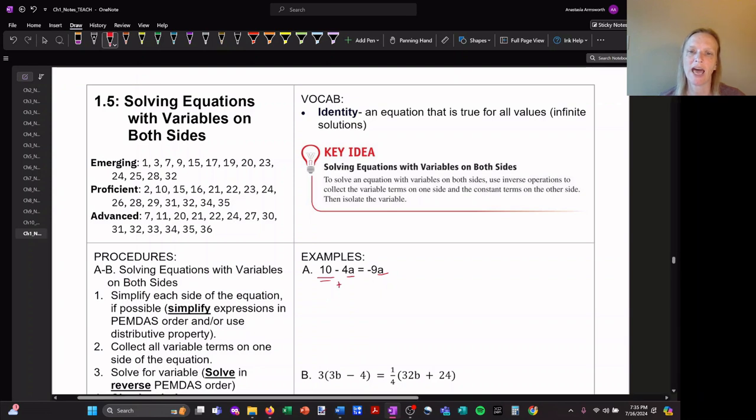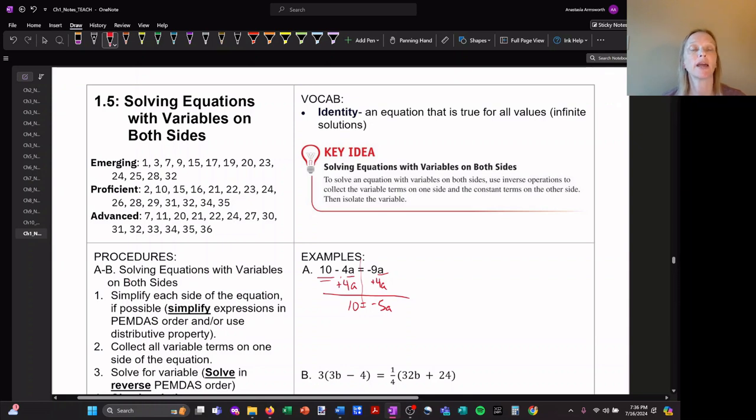So I'm going to add 4a to both sides of the equation. Remember, the equal sign is like the dividing line for the equation. So I need to do the same thing on both sides of the equal sign. And I'm adding 4a because 4a is being subtracted from the 10. So adding 4a is the opposite of subtraction. Therefore, after adding 4a to both sides, I'm left with 10 equals negative 5a.